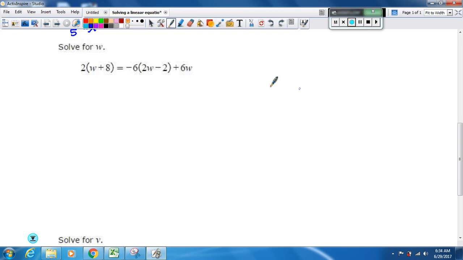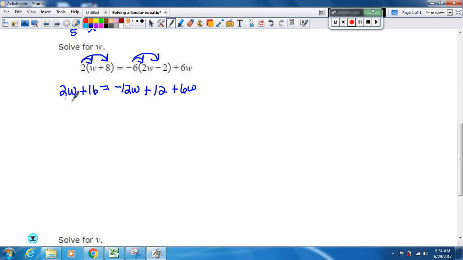Okay, the next one. Again, if it's stuck to the parentheses, you have to multiply. 2 times w is 2w. 2 times 8 is 16 equals, that takes care of that parentheses, keep going. -6 times 2w is -12w. -6 times -2, negative times a negative is a positive. 6 times 2 is 12. And then the plus 6w, just write it down.